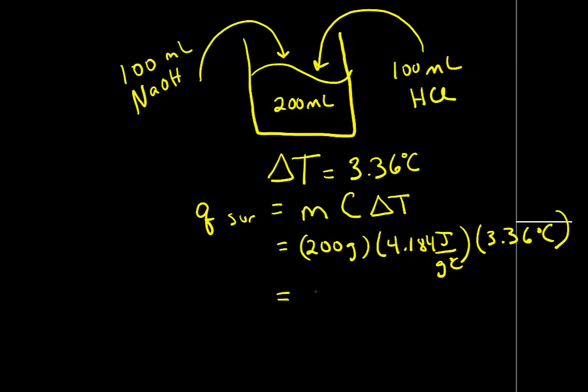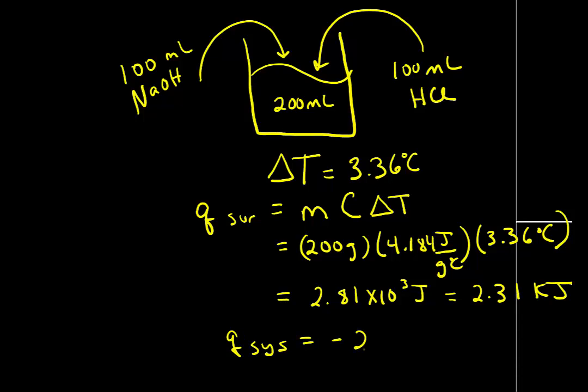This equals 2.81 times 10 to the third joules. This is the heat absorbed by the surroundings. We can express this easier in kilojoules, so that's 2.31 kilojoules. Now the heat absorbed by the surroundings is equal to the heat released by the system. So the heat released by the system, the chemical change here, is negative 2.31 kilojoules.